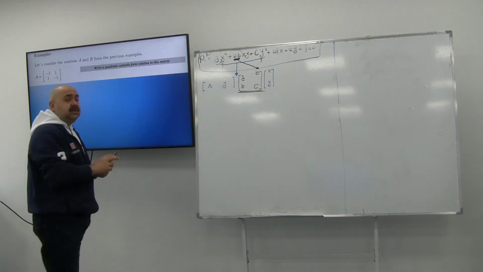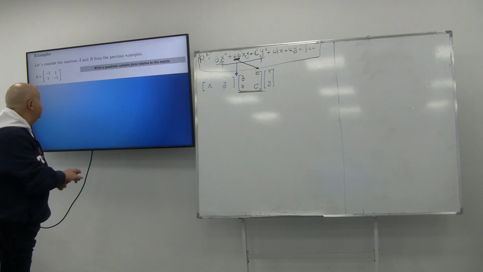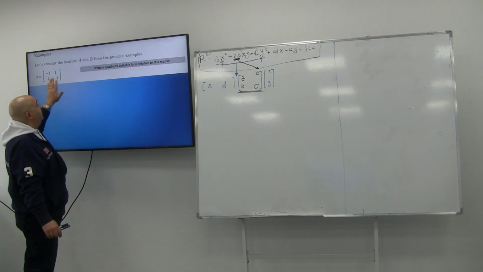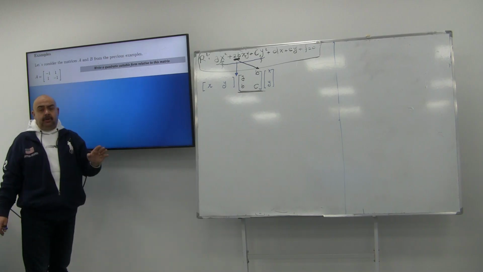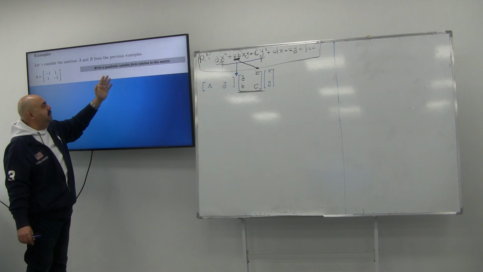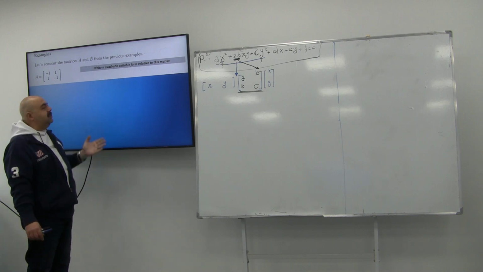Okay, let's reverse that in this problem. He's giving you the A matrix and he wants you to write a suitable quadratic form relative to this matrix.